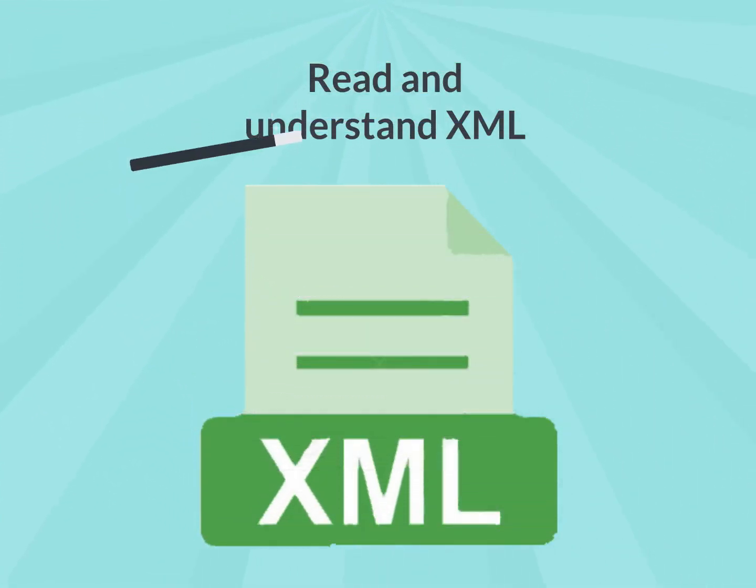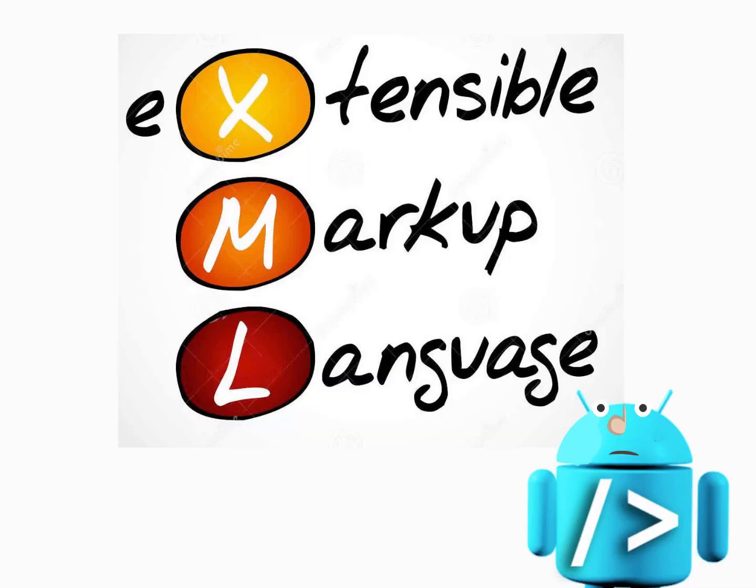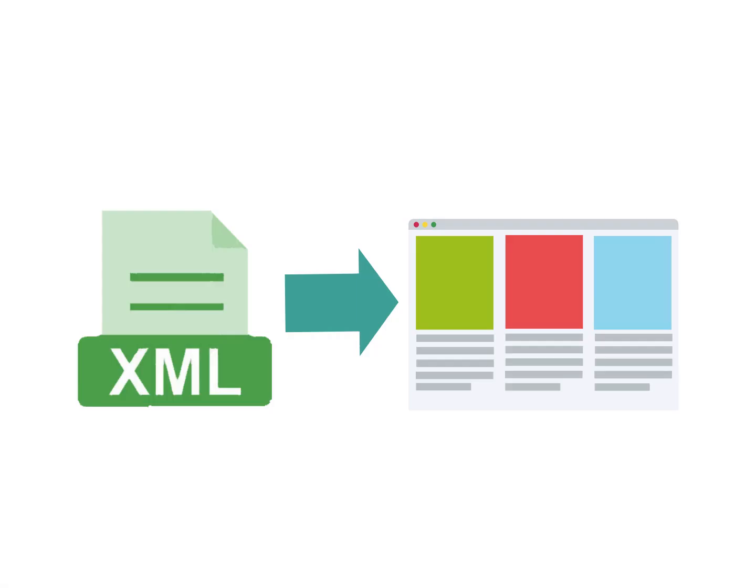Read and understand XML. XML stands for Extensible Markup Language, which is a way of describing data using text-based document. Because XML is extensible and very flexible, it can be used to achieve many different goals, including defining the interface layout of an Android application.